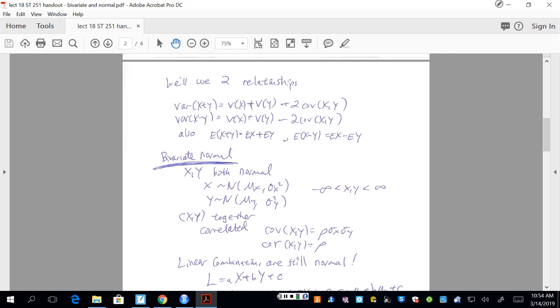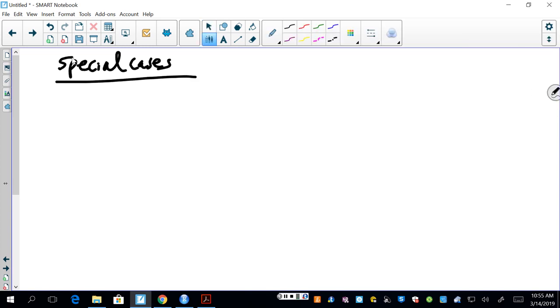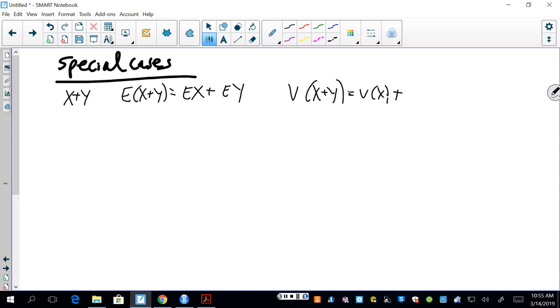So let's look at one further example. Our special cases that we'll look at: x plus y. Then the expectation of x plus y is the expectation of x plus the expectation of y, and the variance of x plus y is the variance of x plus the variance of y plus 2 times the covariance of x and y.